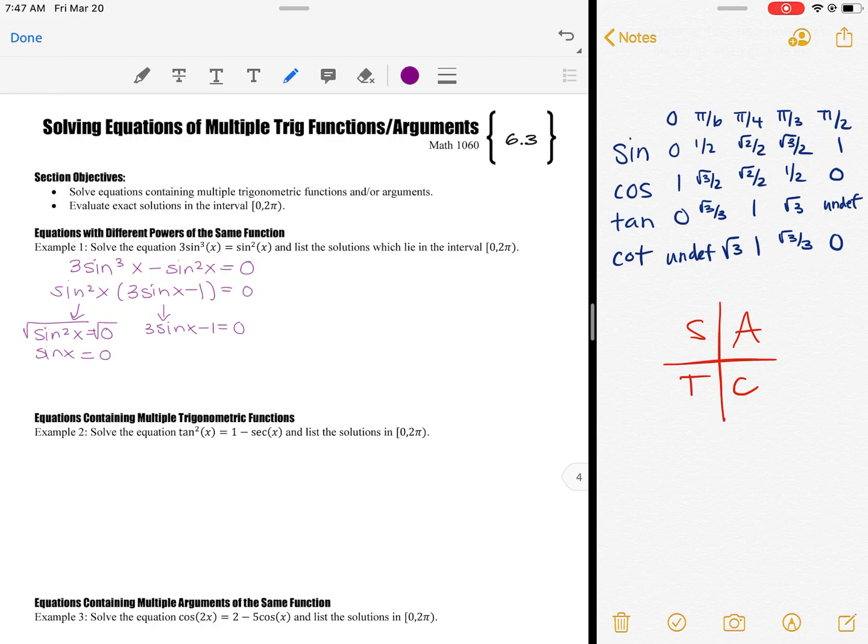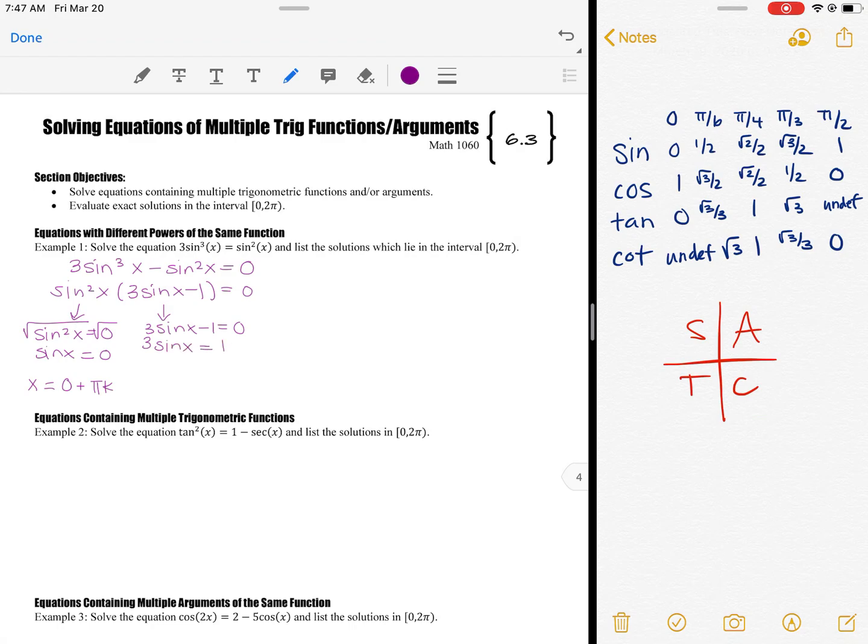Let's take the square root of both sides. We get sine of x equals 0. We don't have to worry about plus or minus, because 0 is neither positive or negative, so then you just ask yourself, okay, well, when is sine of x 0? And sine of x is 0 at 0, but it's also at pi, so I'm going to do plus pi k.